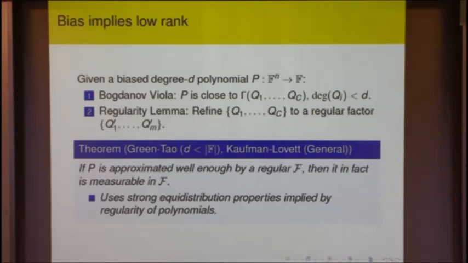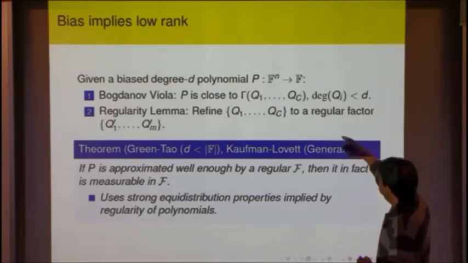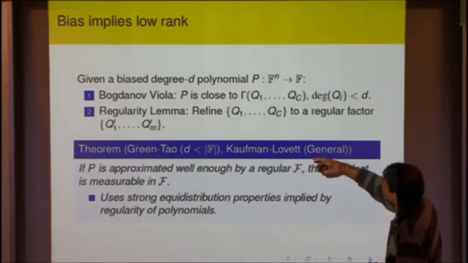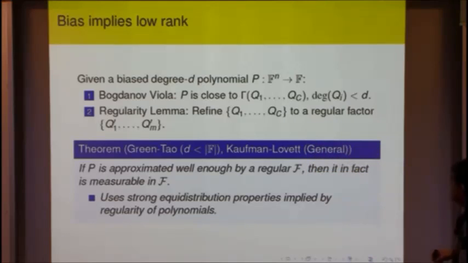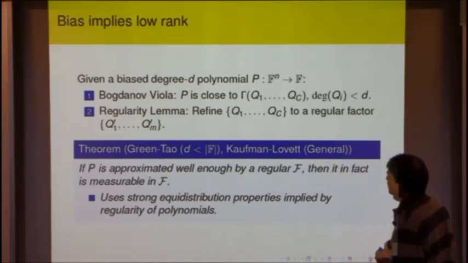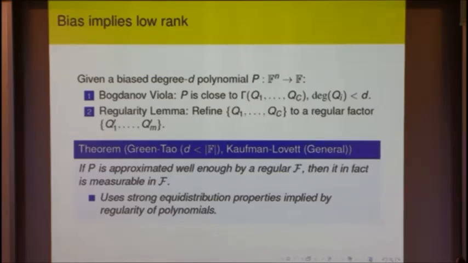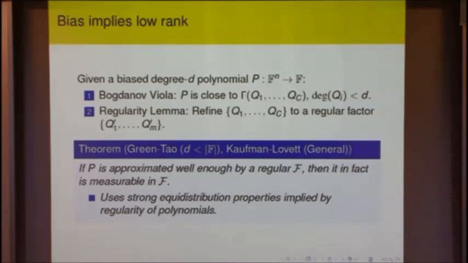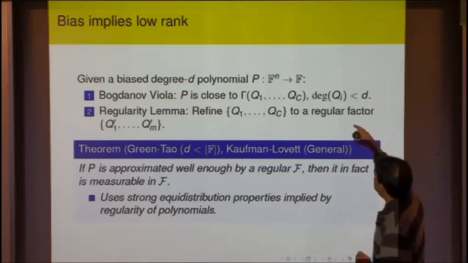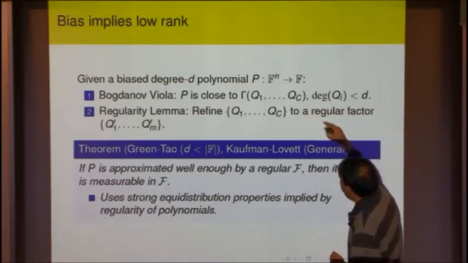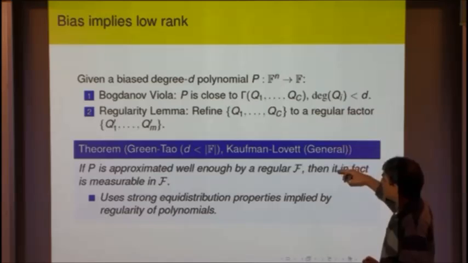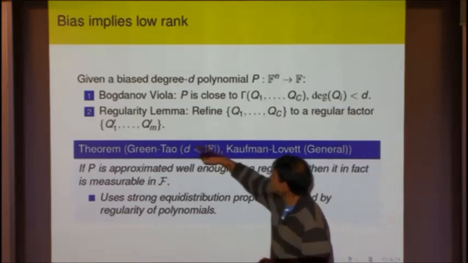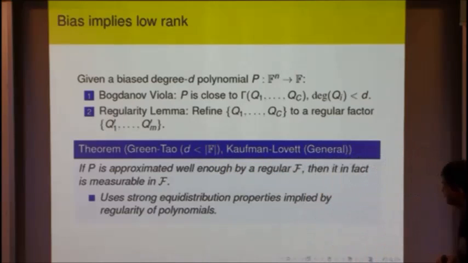Okay. And then after that you refine Q1 through QC to a regular factor Q1 prime through Qm prime. And the main theorem in both Green-Tau and Kaufman-Lovett is that if P is approximated well enough by a regular factor, then it is in fact measurable. Measurable means that you no longer just have that P is close to gamma of Q1 through QC, but in fact P is a function of Q1 prime through Qm prime. And this proof uses some strong equidistribution properties which are implied by regularity of polynomials.